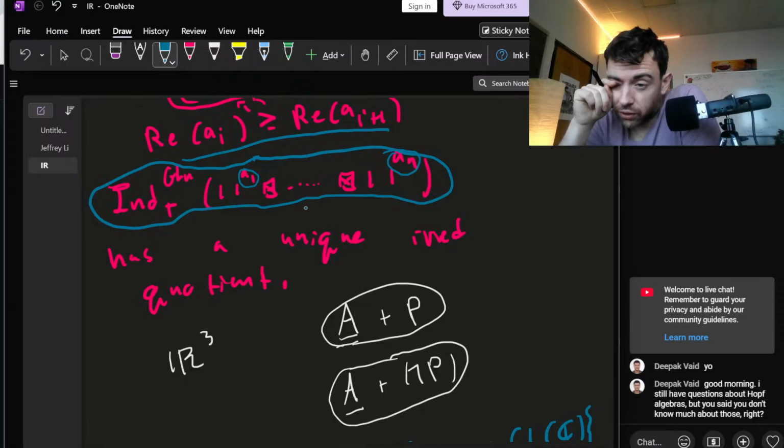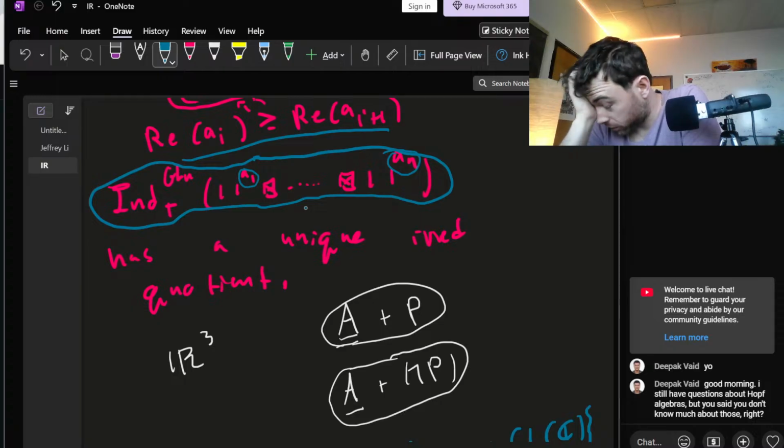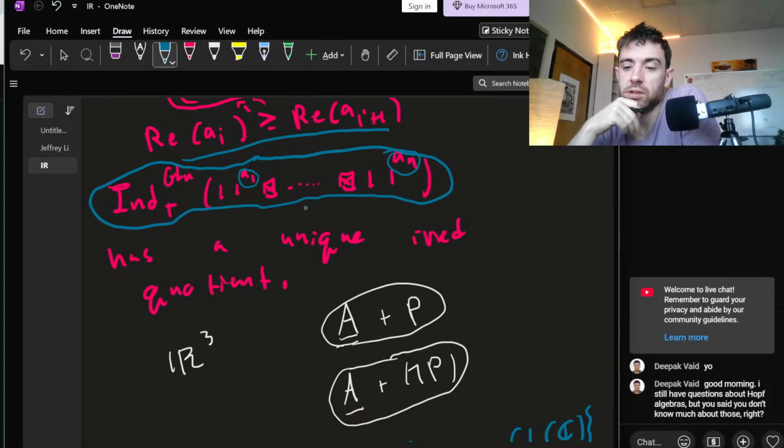Good morning. You still have questions about Hopf algebras, but you said you don't really know much about those, unfortunately. I mean, basically, all I know is I've seen a couple examples before, and I know that if you have an affine group scheme, your ring of global sections will be the Hopf algebra. And all the maps for being a group object in the category of schemes or varieties have to correspond to ring morphisms, and those will be your Hopf algebra operations.